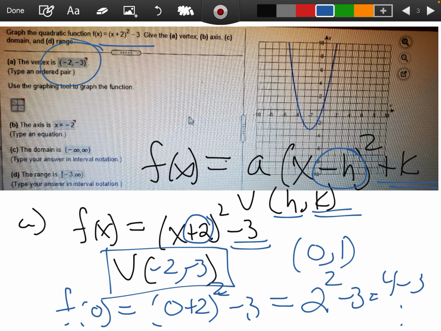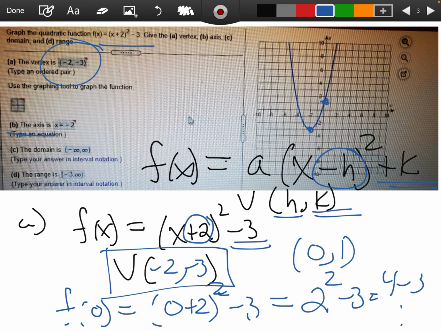So when you do this on MyLab, the first thing we're going to do is go to the point negative 2, negative 3 right there. And then you're going to plot another point, 0, 1, which is right here. And then the graph will be drawn for you, so you don't have to do much else, right? MyLab is pretty cool in that it draws the picture for me when I select the parabola function, okay?